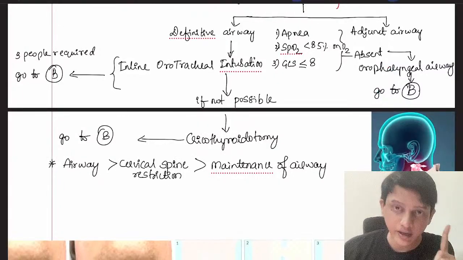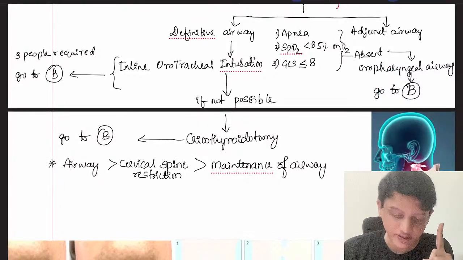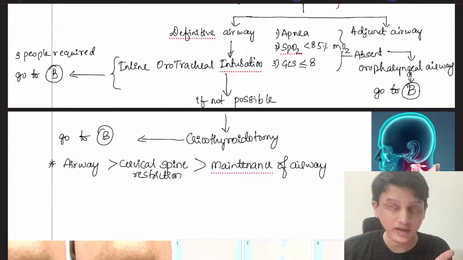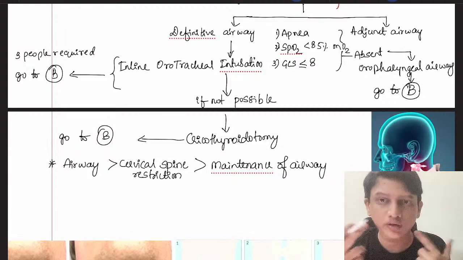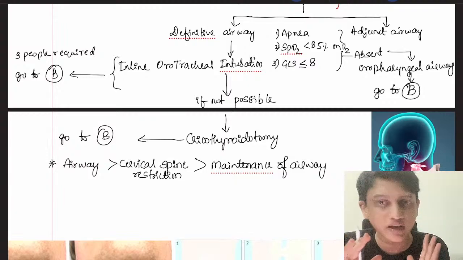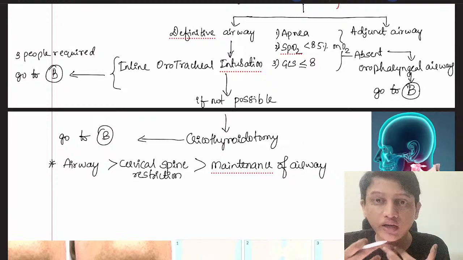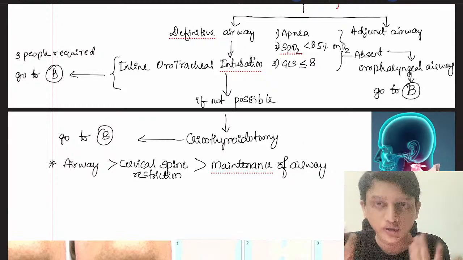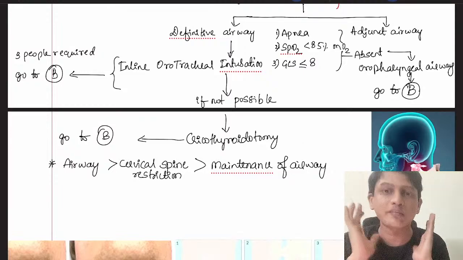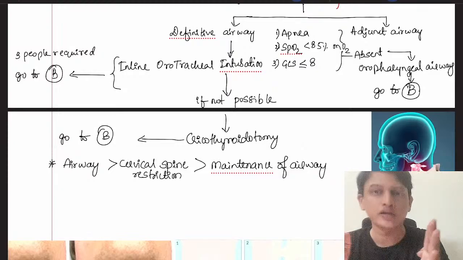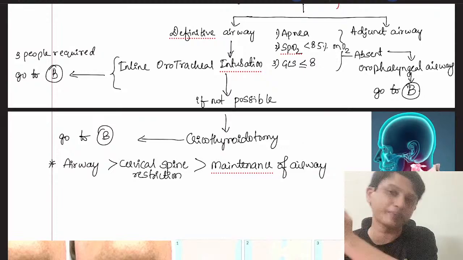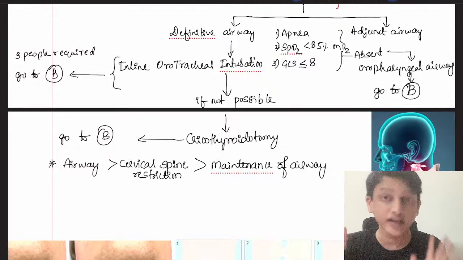One thing is, airway assessment is the first thing, then you do cervical spine restriction, then you do maintenance of airway, right? That's what you saw. First you understood that there is a problem with the airway, then before doing a cricothyroidotomy or any definitive treatment for that, what you did was stabilization of the cervical spine. So this is the priority. First airway assessment, then protection of the cervical spine, then definitive treatment for the airway.